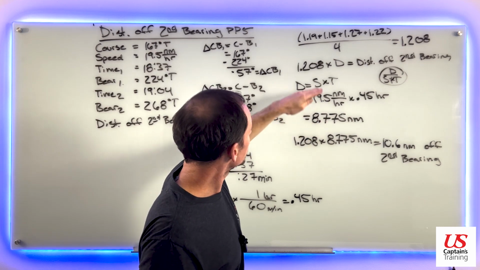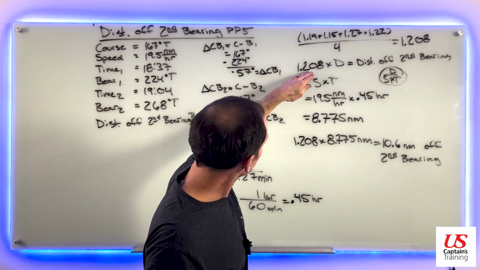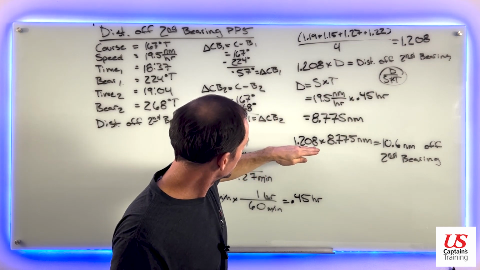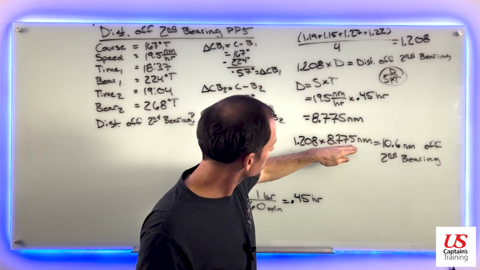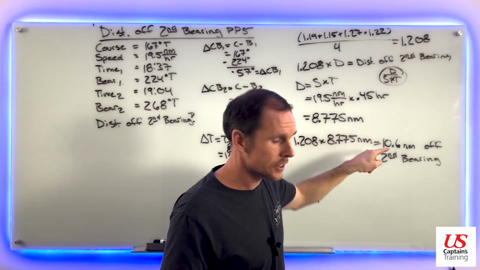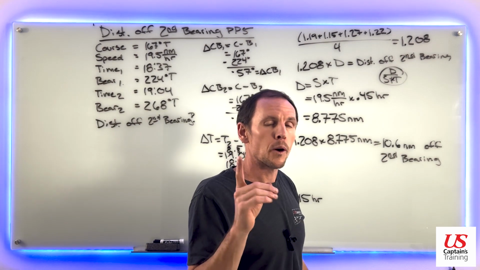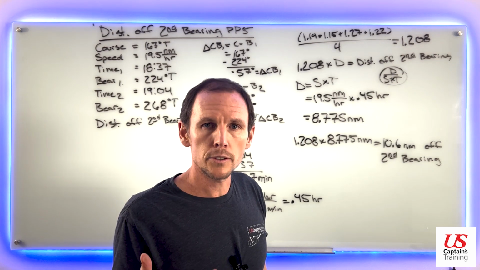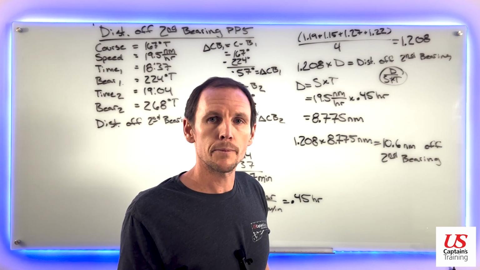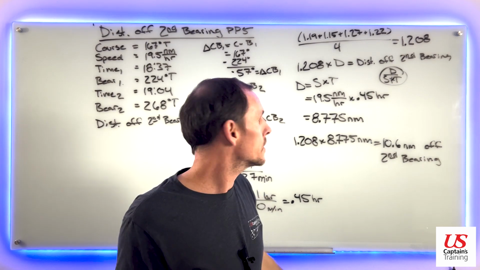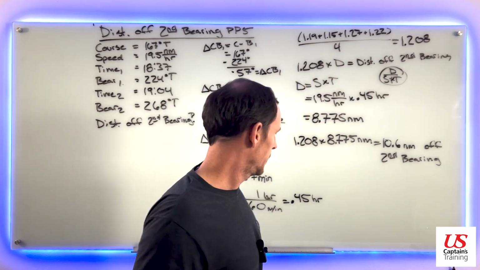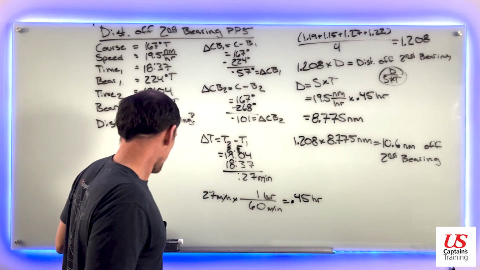Now we take our distance, and we can say our table value here times the distance equals the distance off second bearing. So we took our table value times the distance, and we got the distance off the second bearing. But one question remains. What is that table doing? Like, what is the magic behind this table? What is this value right here? What is all that? Let's take a look.